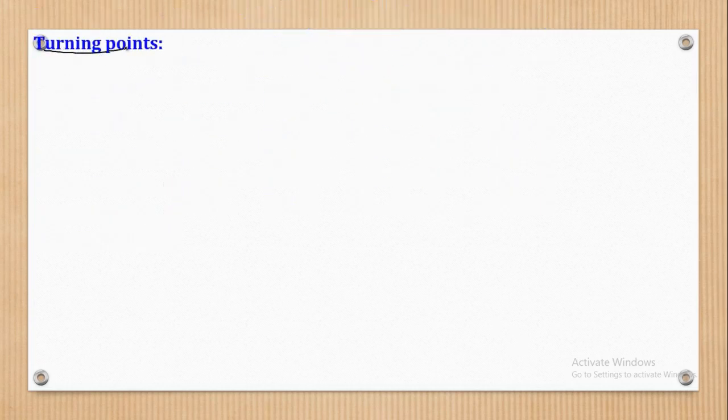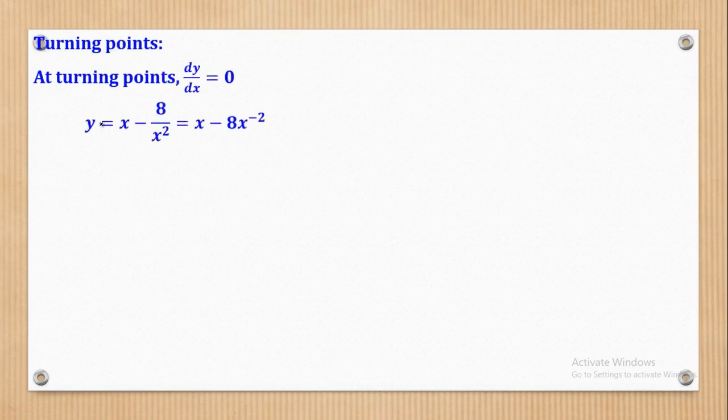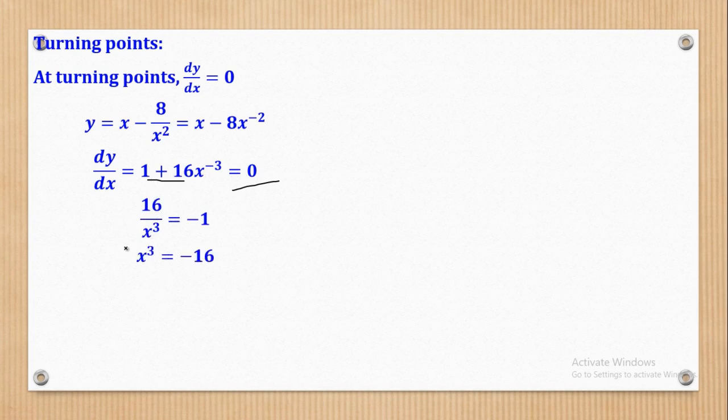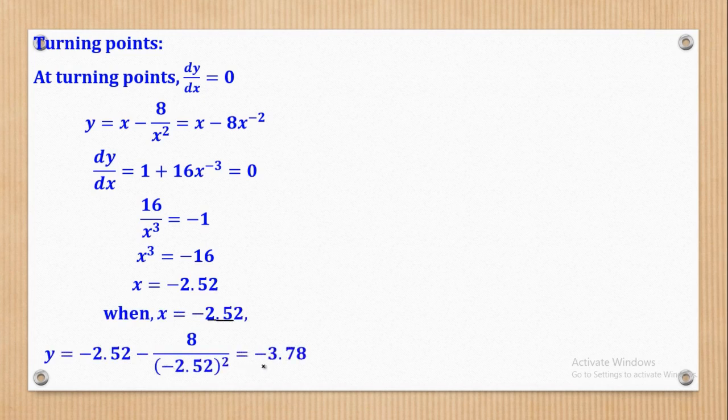Now we shall go to the turning points. At turning points, dy/dx is equal to 0. So get your y. This one from indices can become 8x^-2. Therefore, when I differentiate, I come up with this equal to 0. You come up with that. My aim is to make x the subject, so x will be equal to -2.52. When x is this, y will be that. Therefore, the turning point is that.